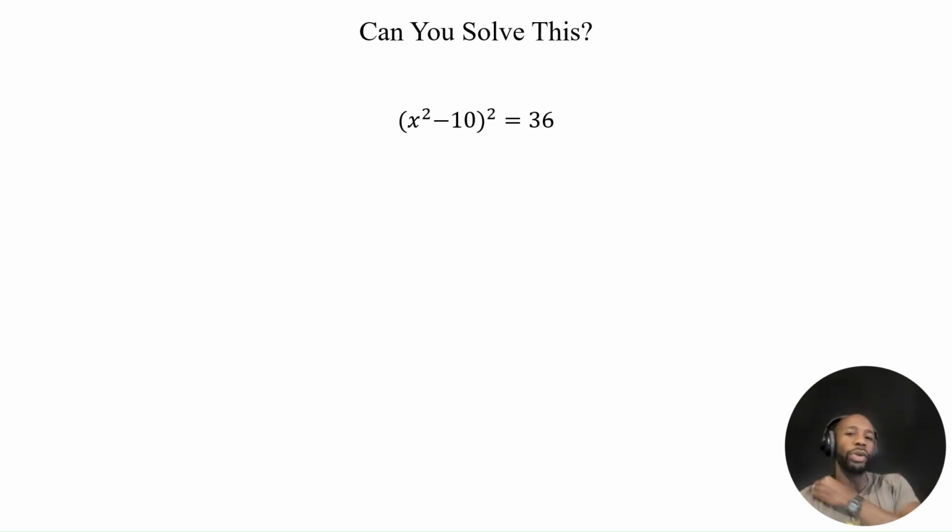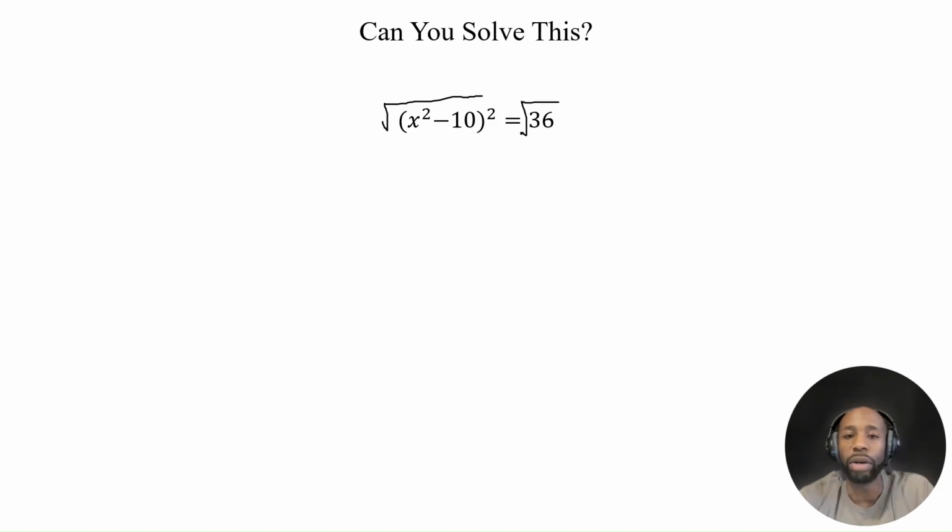Sean of Math Swap Tutoring here with this math challenge. This is actually a repost, so I can make a correction. The problem is (x² − 10)² = 36. Let's solve this. We're going to take the square root of both sides.